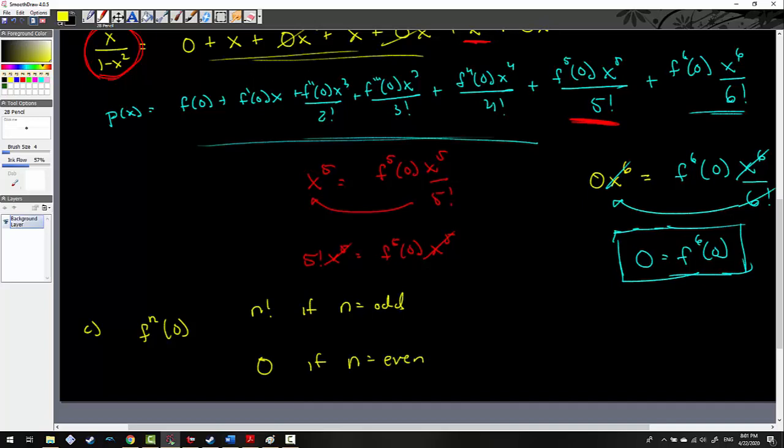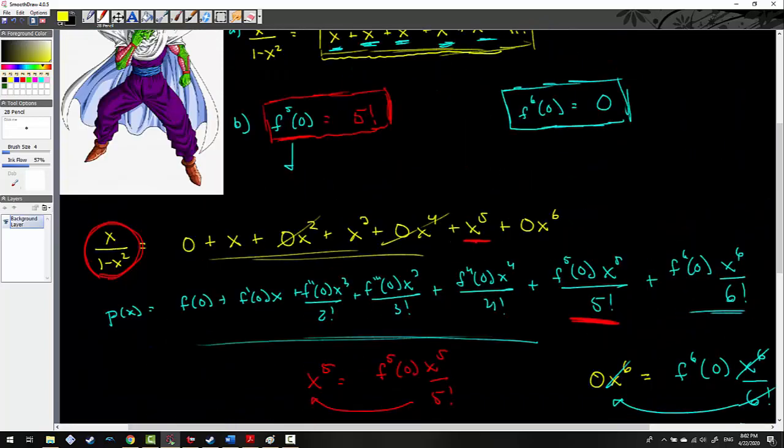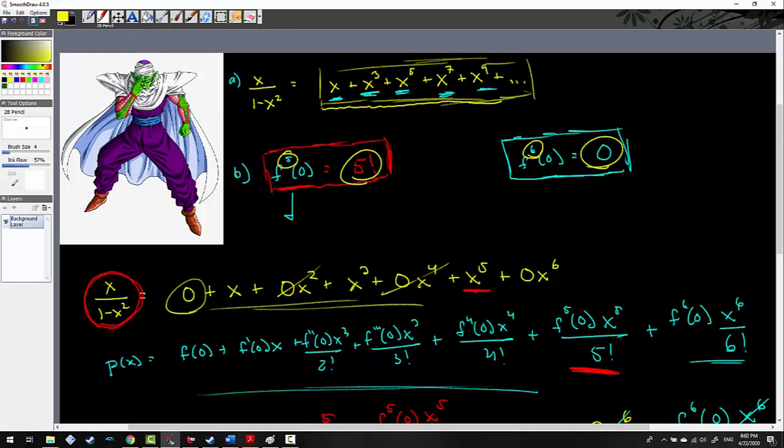Let's see if that's true, though. When it comes to the 5, we end up getting itself being factorialized. And then the 6th one is 0, and we kind of saw that happen with the terms that are 0. They're always the even-powered values of x. So I hope that makes sense.